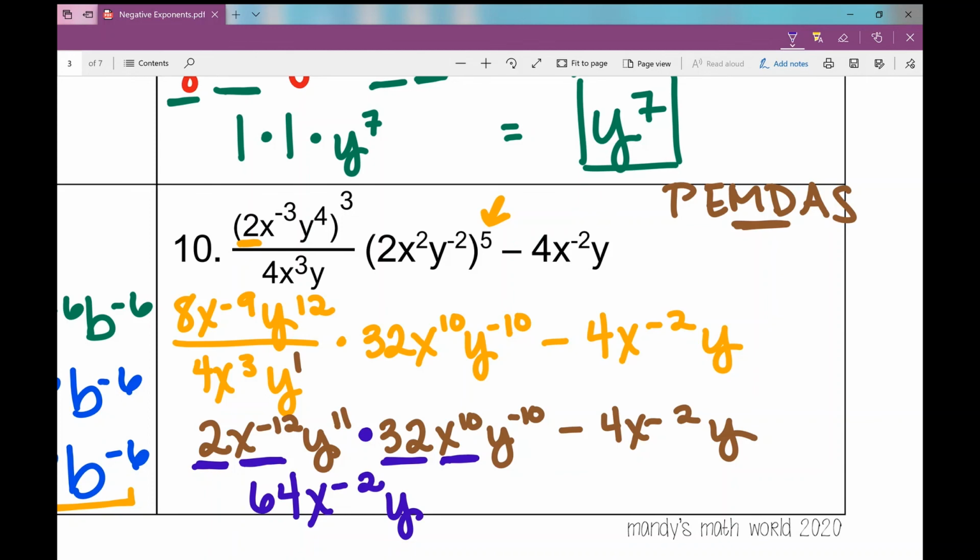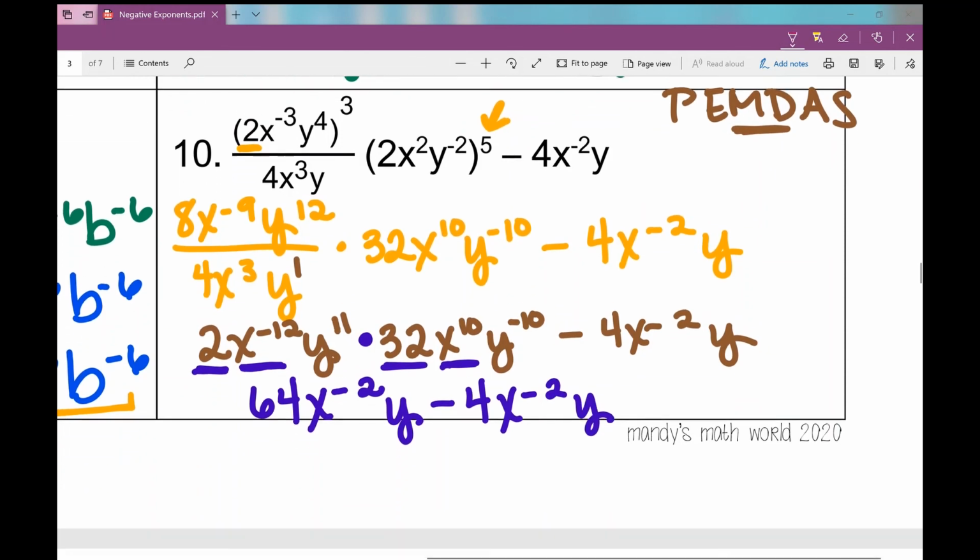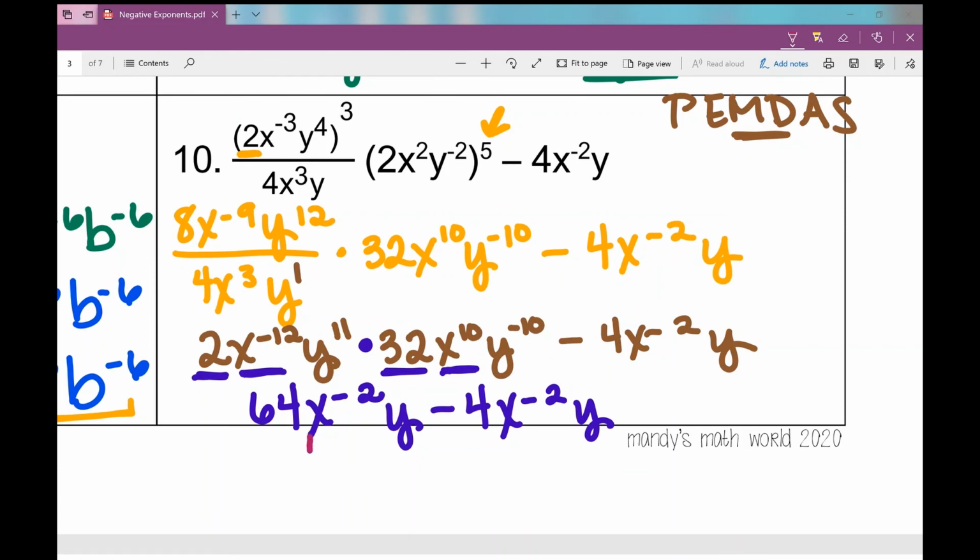Okay, you don't necessarily need to write an exponent of 1 there. It's assumed 1 if nothing is there. So minus 4, x to the negative second y. And what do you know? We have like terms here. This x to the negative second y, x to the negative second y, those are like terms. Because I have like terms, I can combine them. If those weren't the same, I wouldn't be able to subtract them.